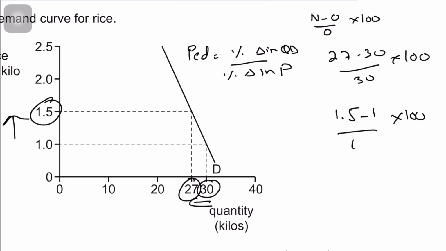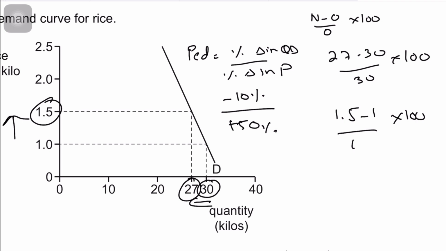The first figure comes to minus 10%, so the percentage change in quantity demanded is minus 10%, over the percentage change in price, which is how much? Let me calculate. I'm actually calculating, that is why I've paused.